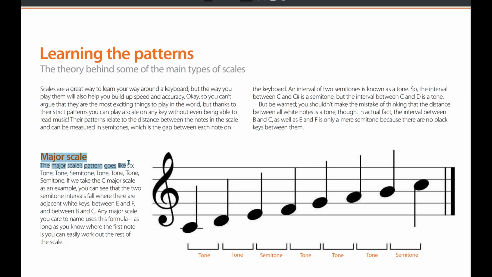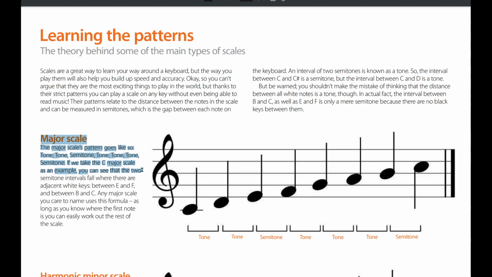Major scale. The major scale's pattern goes like so: tone, tone, semitone, tone, tone, tone, semitone. For example, we take the C major scale. You can see that the semitone interval is found where there are adjacent white keys, between E and F, and between B and C. Any major scale you care to name uses this formula. As long as you know where the first note is, you can easily work out the rest of the scale.